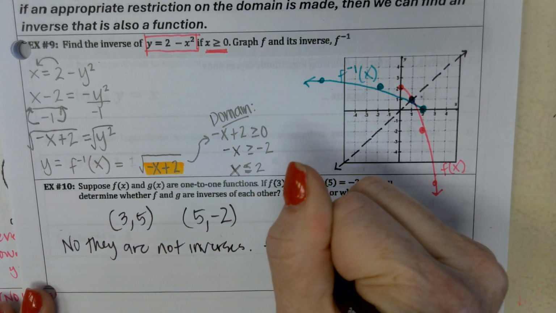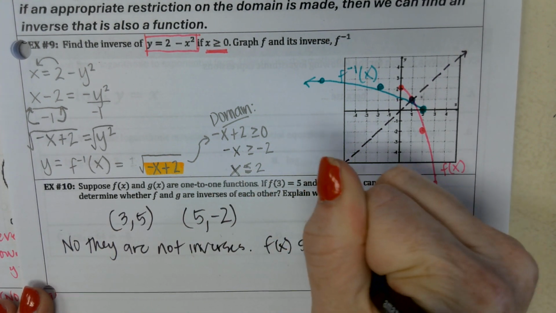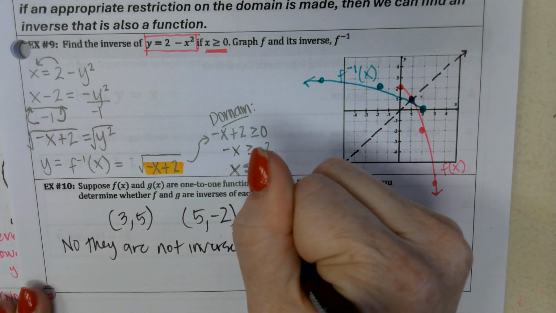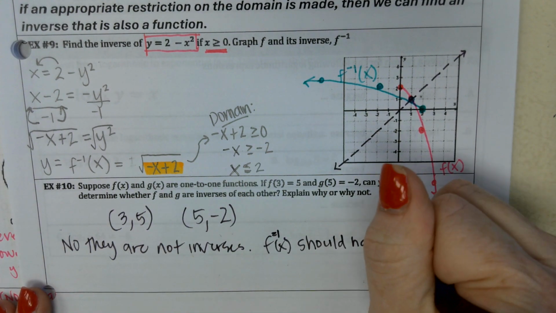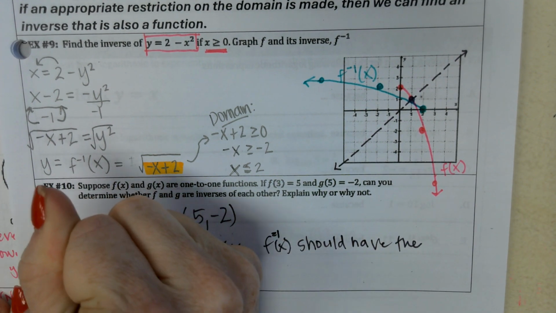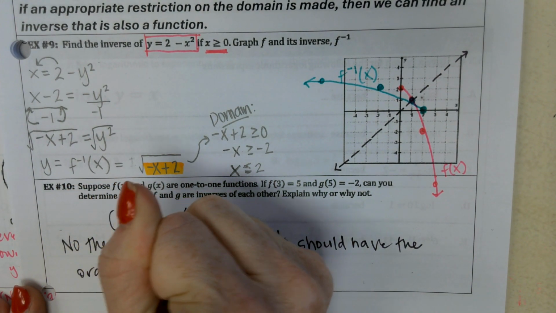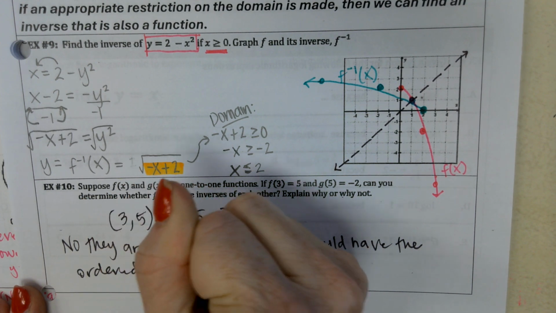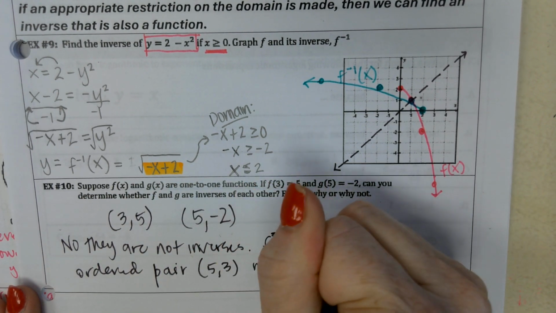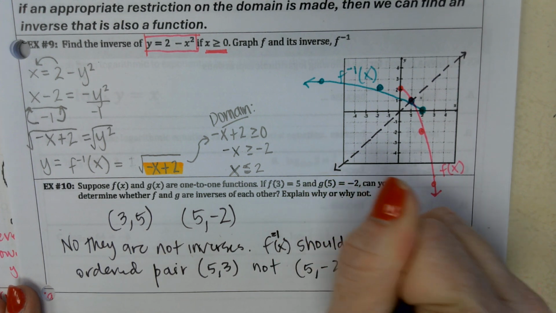f inverse of x should have the ordered pair 5, 3, not 5, -2.